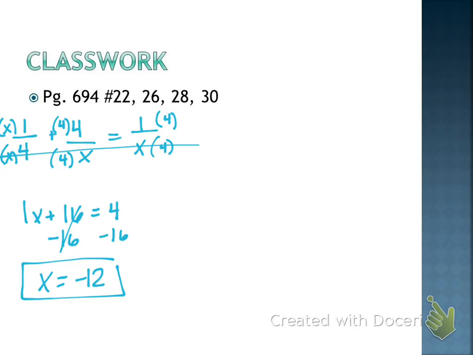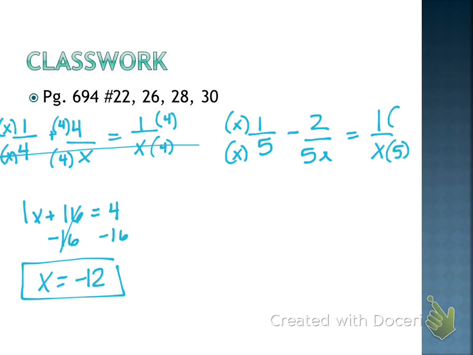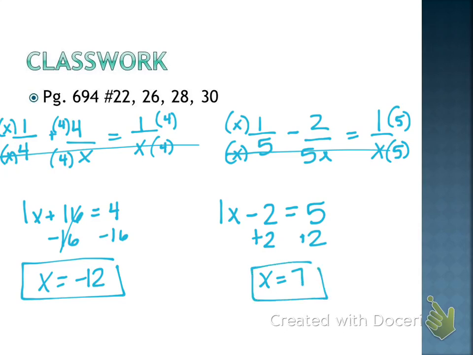Number 28, we have 1 over 5 minus 2 over 5x equals 1 over x. What is a good common denominator? 5x. So what do I need to multiply by the first one? x. What about the second one? Nothing, it's fine just like it is. And what about the third? 5. So I can cross out my denominators, and I have 1x minus 2 is equal to 5. What would I do now? Add 2. And what is x equal to? 7. Perfect.